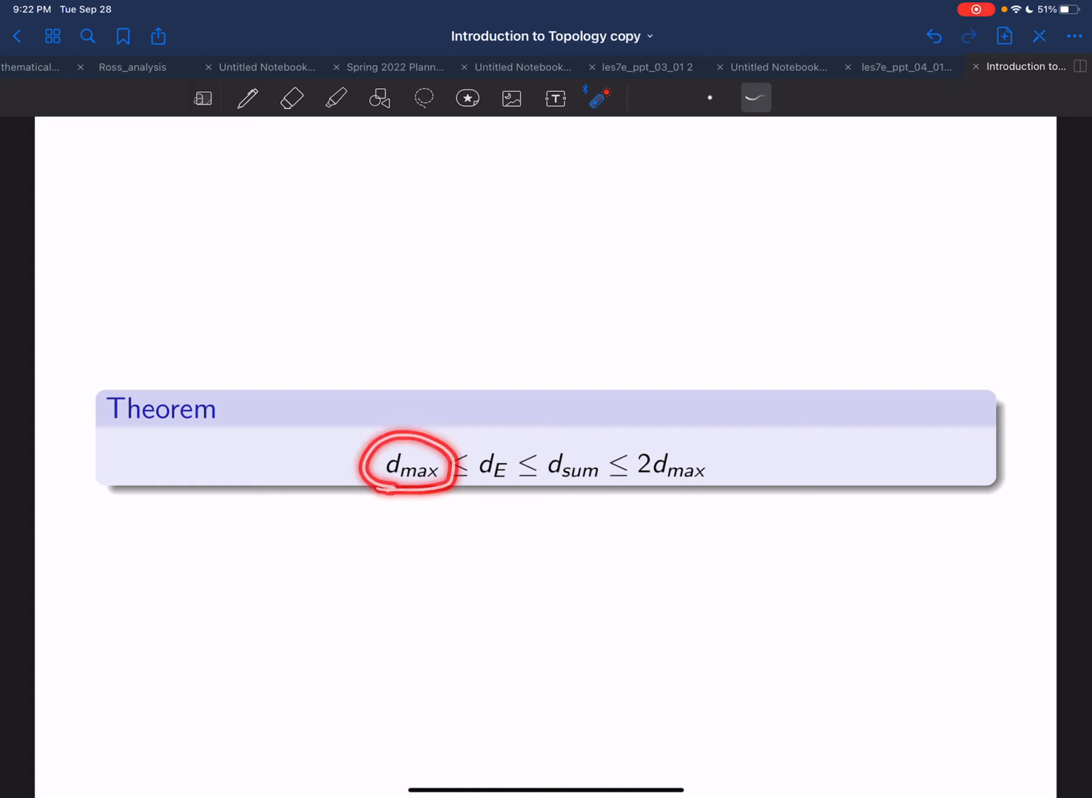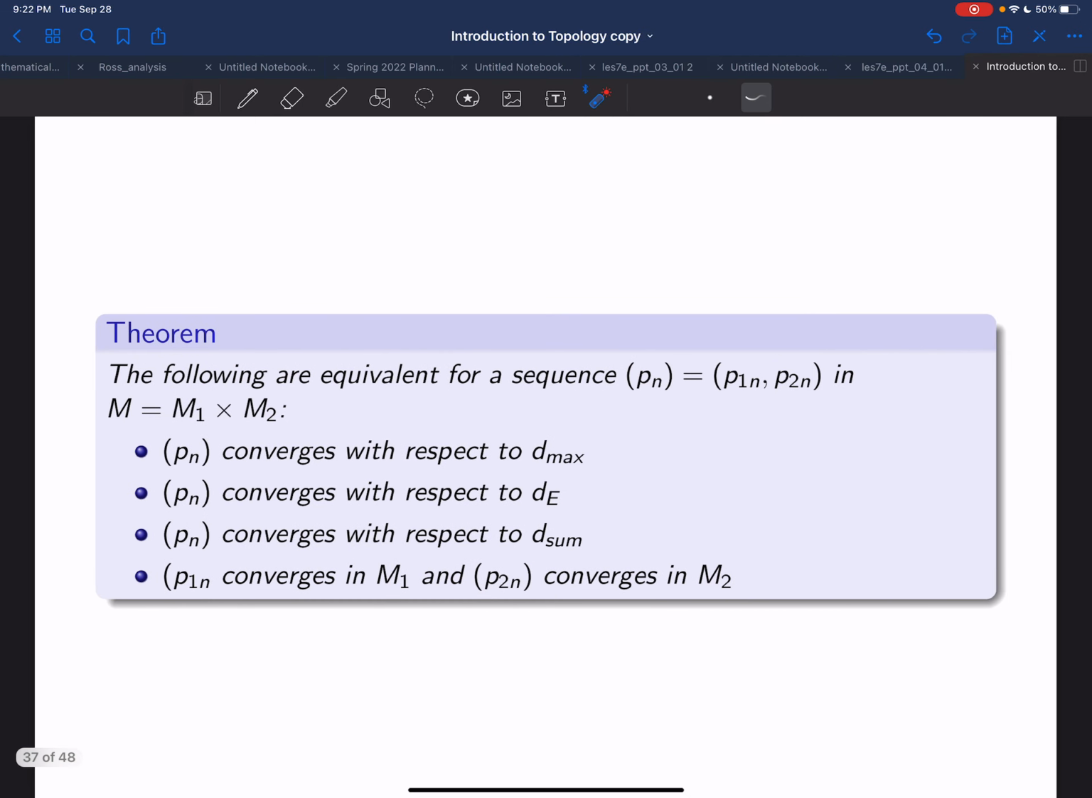We've shown that this metric, the max metric, gives a distance that's less than or equal to the Euclidean, which will give a distance that's less than or equal to the sum, which will give a distance that is less than or equal to twice the max. Why is this important? Well, because it allows us to prove that convergence with respect to any of these metrics is the same. So if you have a sequence and the sequence converges in the max metric, that sequence is also going to converge in the Euclidean metric. The sequence will also converge in the sum metric.